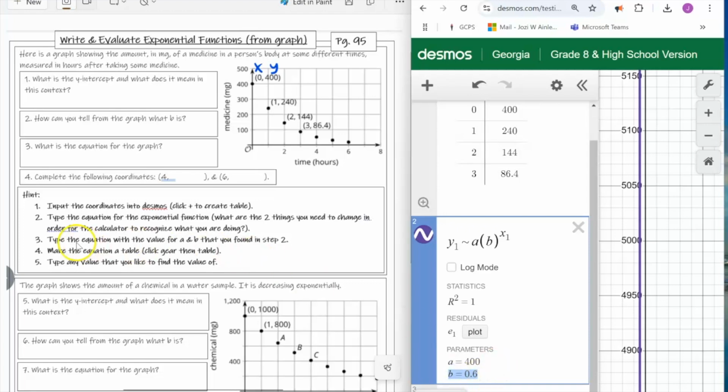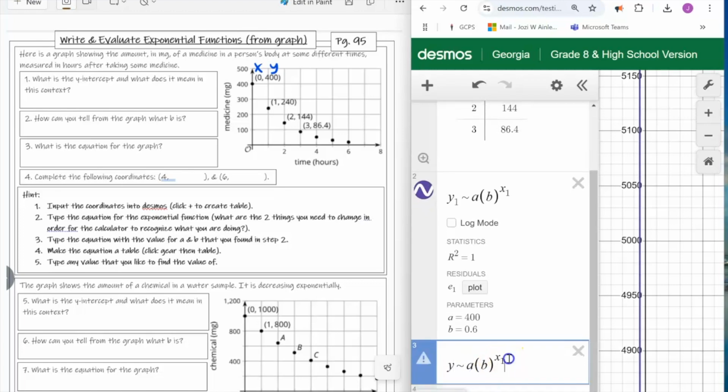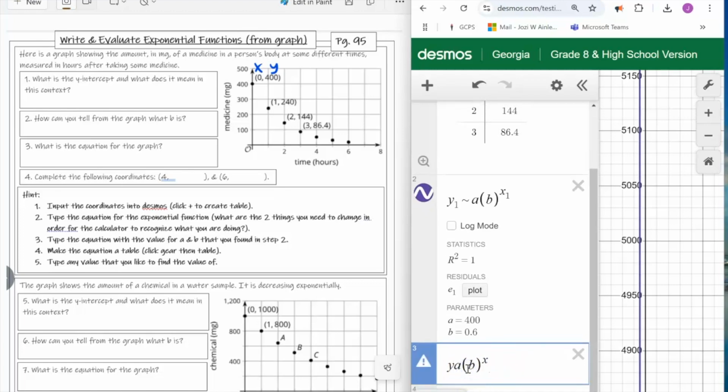All right, so type the equation with A and B that you found in this step. So we're going to retype this equation, but with A and B. So just the regular equation with an equal sign. So my A, according to this, is what? 400. So I'm going to replace this with 400. My B is equal to what? 0.6. So I'm going to replace it with 0.6, and voila, there is a graph. All right, so now I have everything input into Desmos. Whatever the questions are, I can answer. So let's take a look at the questions.